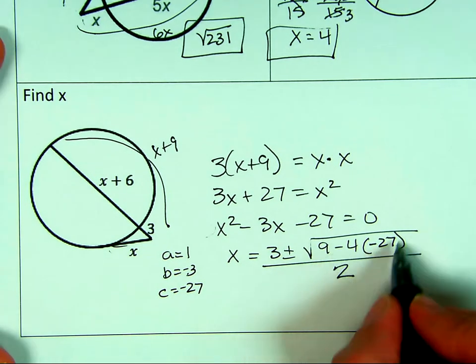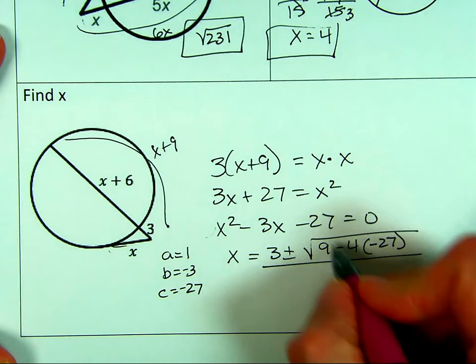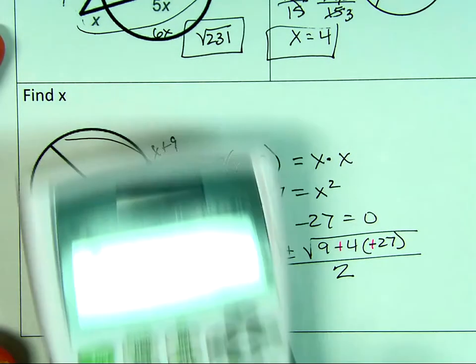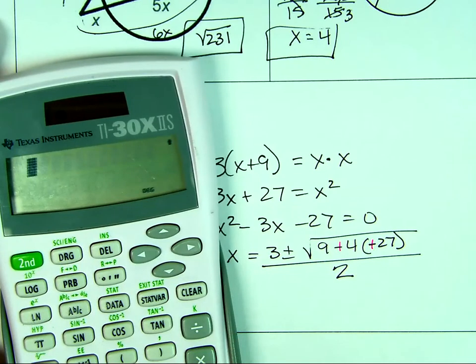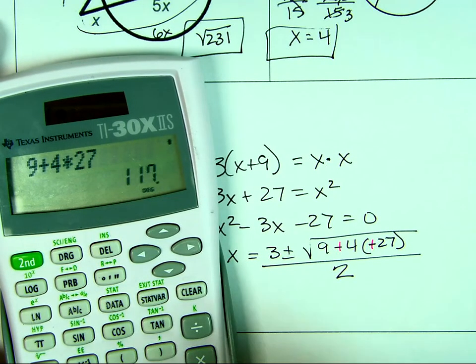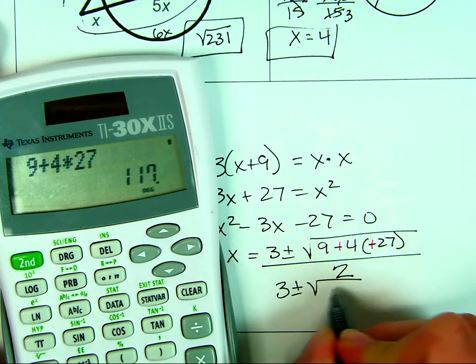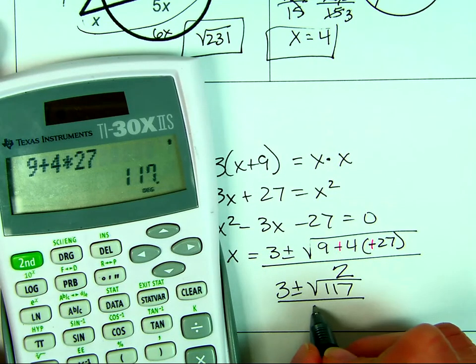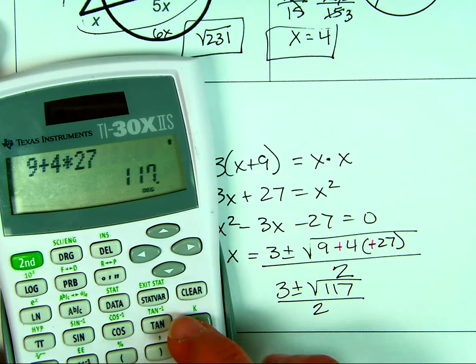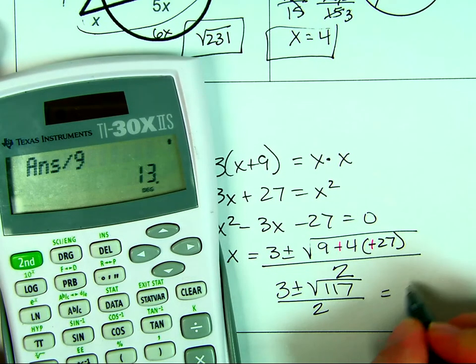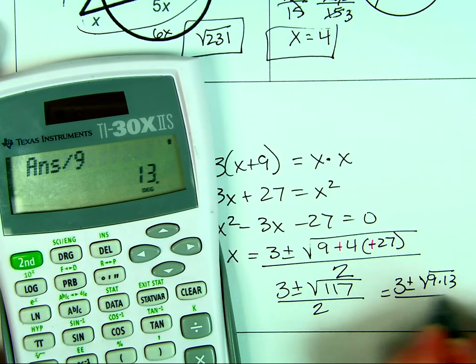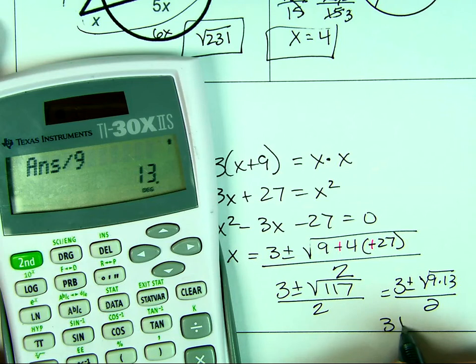When I multiply these two together, those were both negative, and two negatives right next to each other like that, when you're multiplying, it's going to get you a positive. So I'm going to say 9 plus 4 times 27, and that is 117. Now, 1 plus 1 plus 7 is 9, so I think that's divisible by 9. So this becomes 3 plus or minus, I don't think I made you do this in class, but it's the square root of 9 times 13 over 2. And the square root of 9 would be 3 plus or minus 3 square roots of 13 over 2.